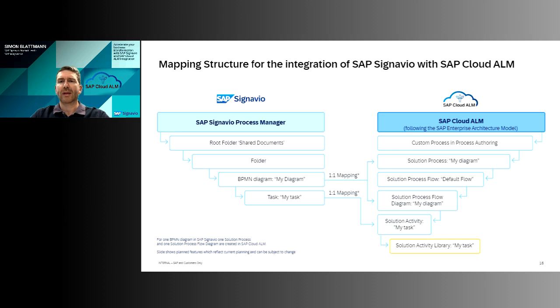Important is also to understand that we currently only support a direct one-to-one mapping. So one BPMN diagram in Signavio becomes exactly one solution process with one solution process flow in SAP Cloud ALM.